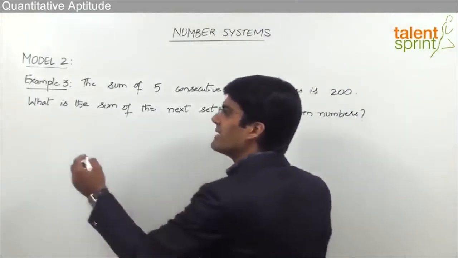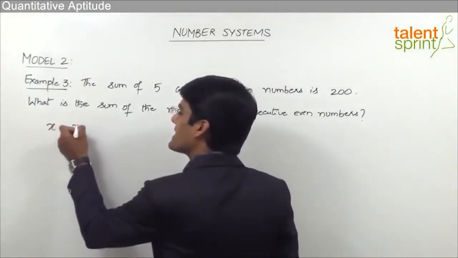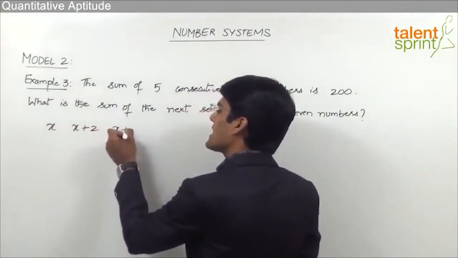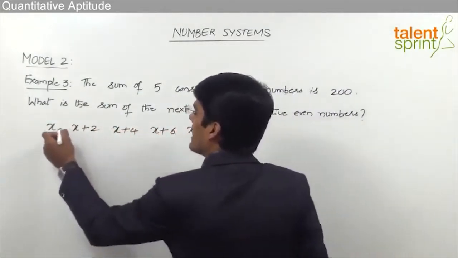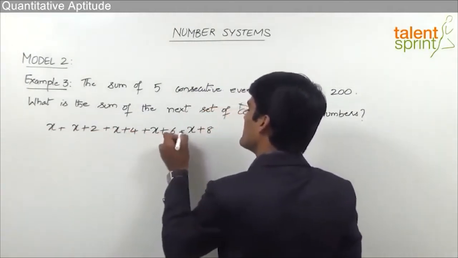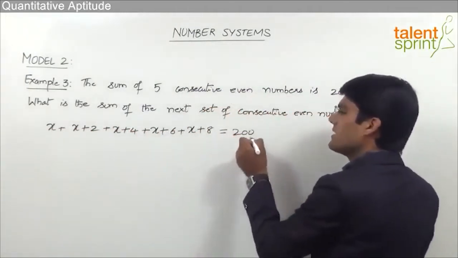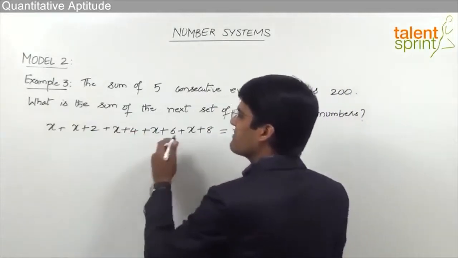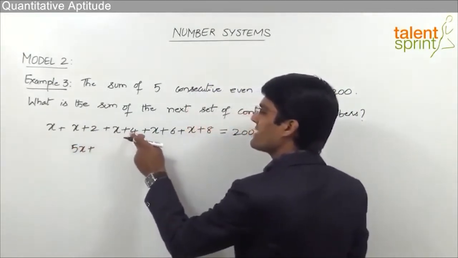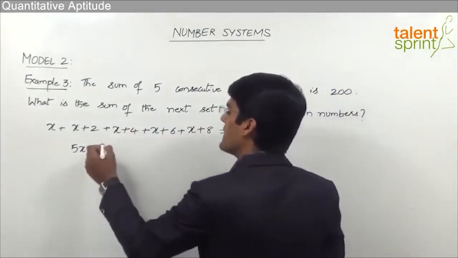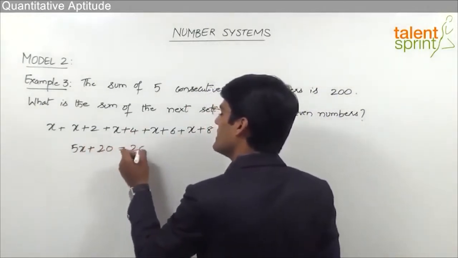Now as discussed earlier, the 5 consecutive even numbers can be taken as x, x plus 2, x plus 4, x plus 6 and x plus 8. And the sum of all these 5 numbers is equal to 200 as given in the question here. So if we try to simplify this equation, we get 5x plus 2 plus 4 is 6, 6 and 6 is 12, and 8 is 20. So 5x plus 20 is equal to 200.